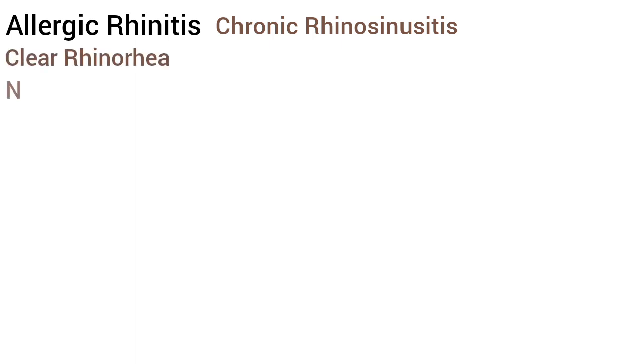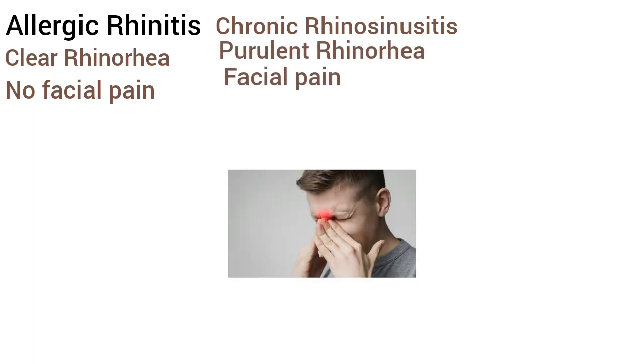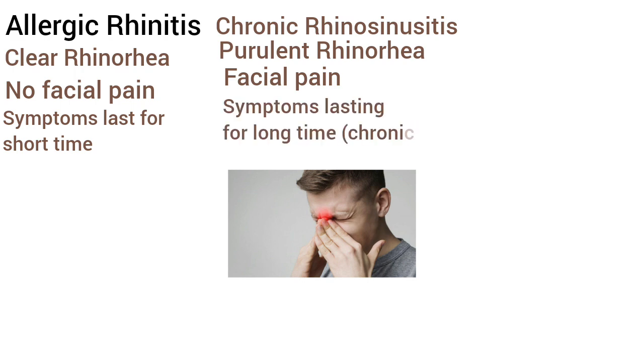differentiate allergic rhinitis from chronic rhinosinusitis? In allergic rhinitis, we have a clear rhinorrhea and no facial pain, whereas in chronic rhinosinusitis, we might have a purulent rhinorrhea, and we might have facial pain as well. And usually when you tell the patient to bend down, he will have increased facial pain, and that's how you know that he has chronic rhinosinusitis. And usually the duration of the symptoms will be short if it is allergic rhinitis. However, it will persist more if it's chronic rhinosinusitis.